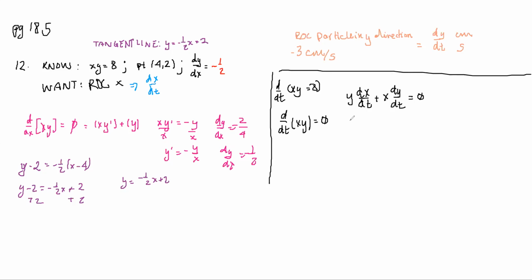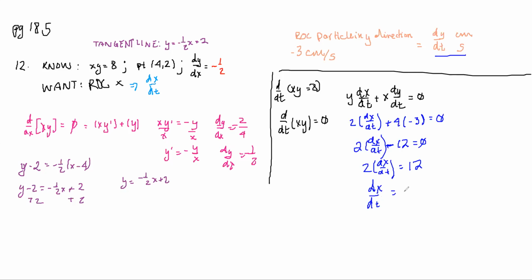So that would mean y here is going to be equal to 2 times dx/dt plus x, which is going to be 4 times dy/dt, which we said we have up here, which is negative 3 centimeters per second. So this is going to be 2 dx/dt plus negative 12 equals 0, so 2 dx/dt is equal to 12. dx/dt is equal to 6. Let's check our units here. This is centimeters per second. We're not dividing by anything, we're subtracting, so this is in centimeters per second. This is also in centimeters per second. Hey, yeah, I think that's the answer.